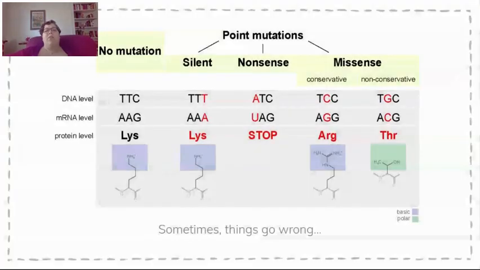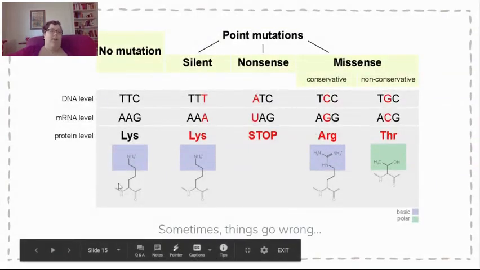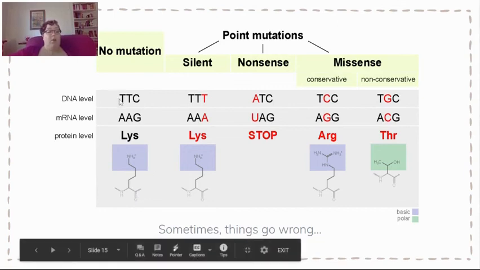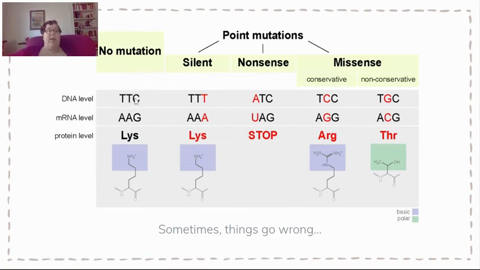So let's look at those substitutions, which are also known as point mutations. So here on the end, you see what was supposed to happen. So we had thymine, cytosine at the DNA level. That copies to adenine, guanine when we make the mRNA, which is code for the amino acid lysine.